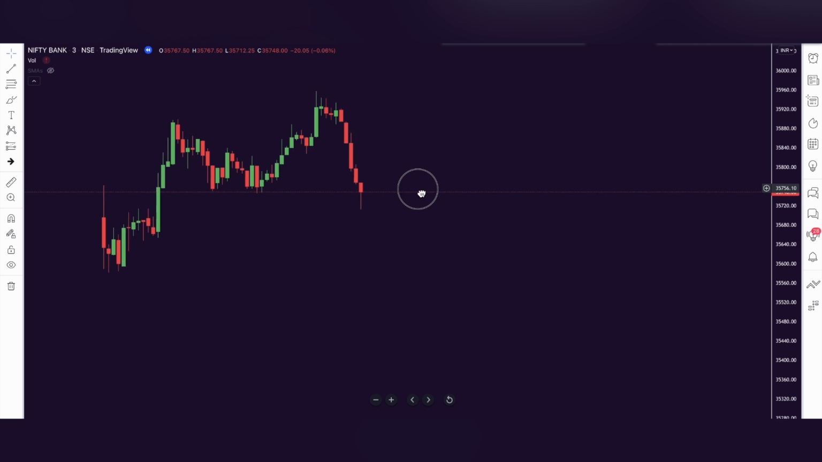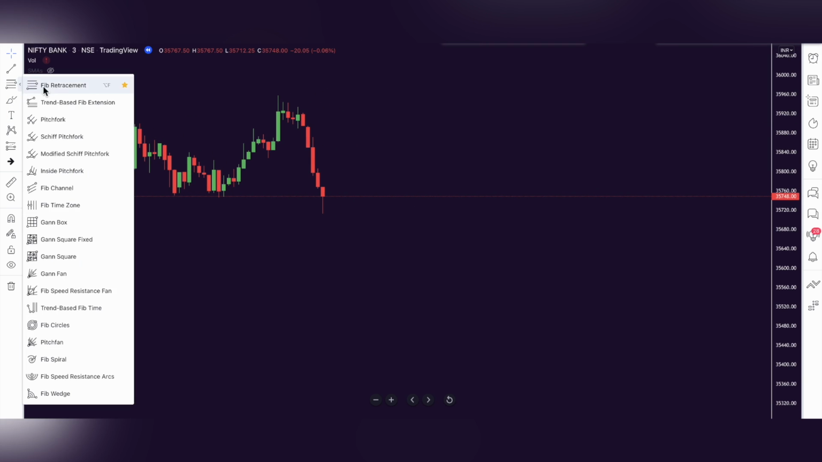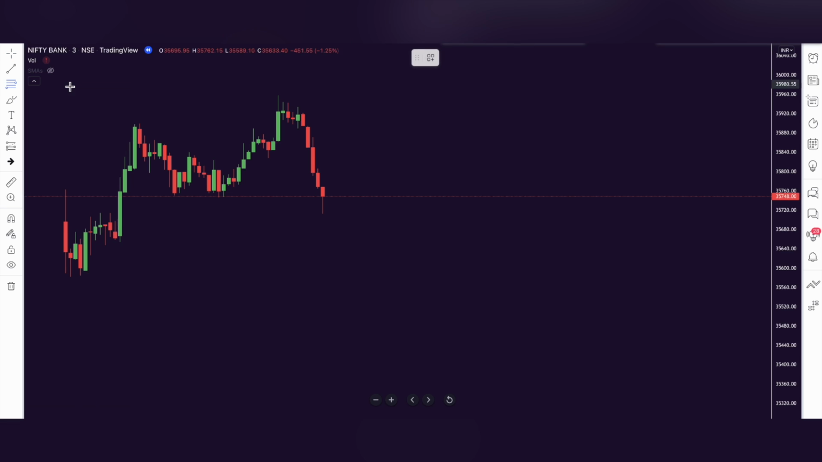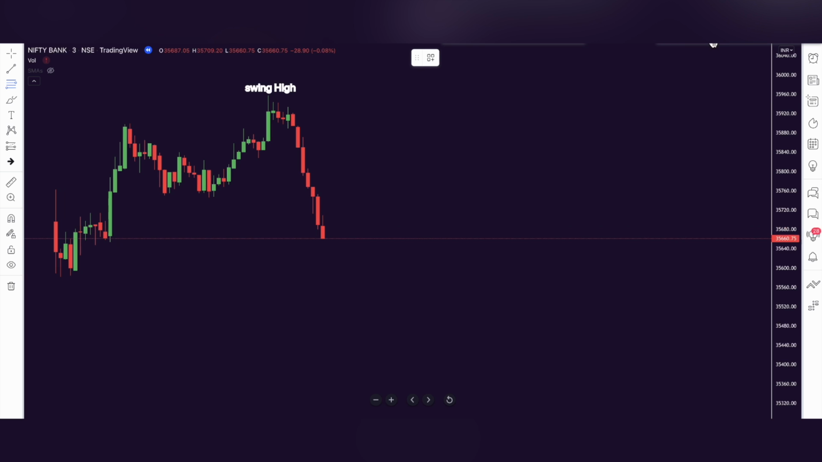Now please pay complete focus and attention because I'm going to show you how to use the Fibonacci tool during the downtrend. So I have chosen Fibonacci. This is our swing high. We are just waiting for swing low.